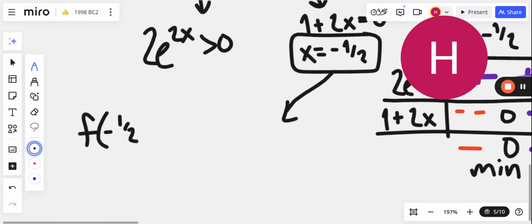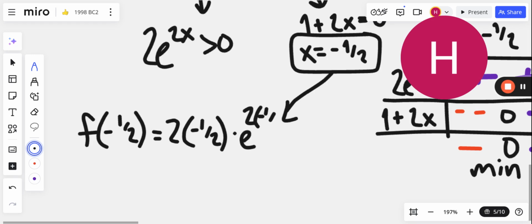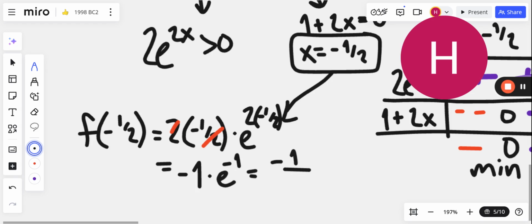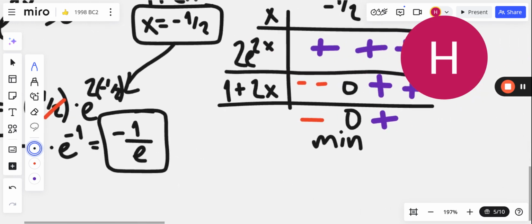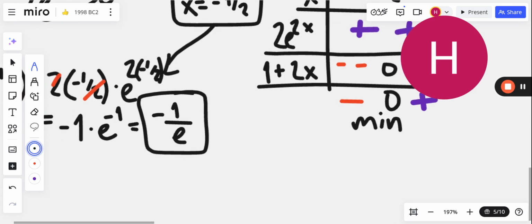F of negative 1/2. That's going to be 2 times negative 1/2 times e to the 2 times negative 1/2 power. These cancel and give us negative 1 times e to the negative 1, which is negative 1 over e. That is our minimum value.